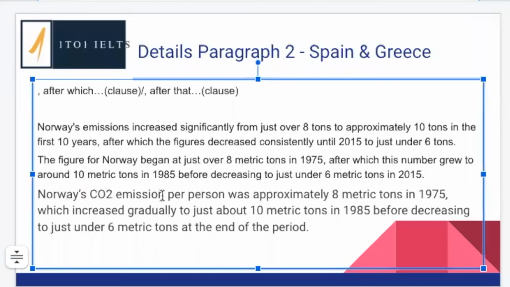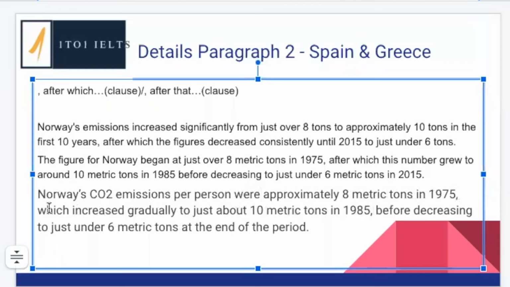So when you're separating your categories, new sentences. So Norway's CO2 emissions, again, the emissions are per person, they have more than one of them. So we're approximately 8 metric tons in 1975, good, which increased gradually to just about 10 metric tons in 1985.